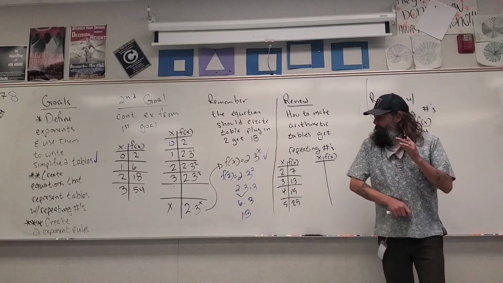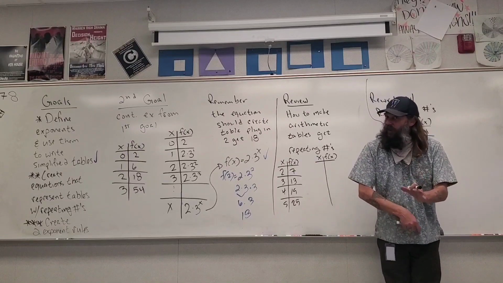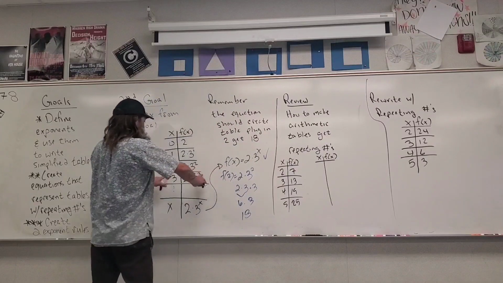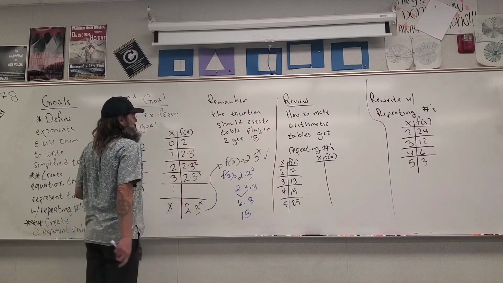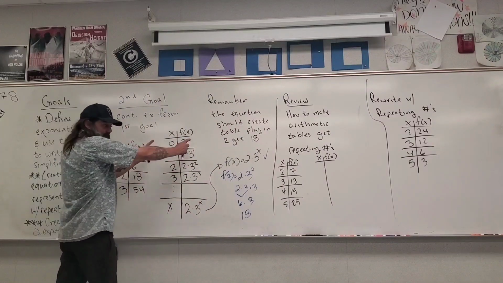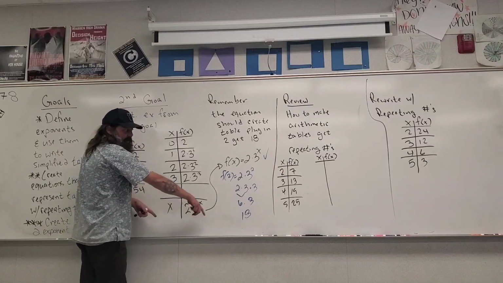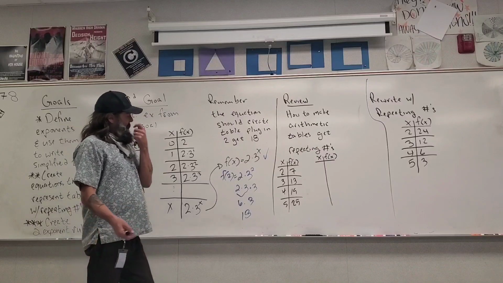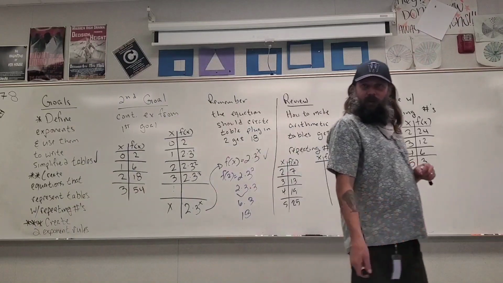And again, I want to stress this a third time. We can write an equation when numbers repeat. All right? And once we have the repeating numbers, we replace that with an x, set that equal to f of x, and we have our equation. Okay? When you have repeating numbers, you can write the equation.